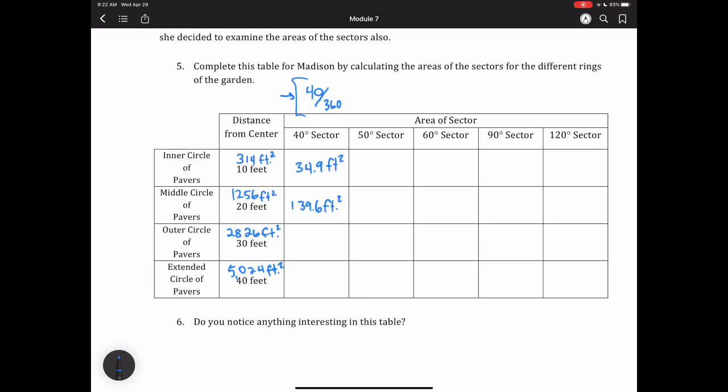2,826 times 40 divided by 360, that fraction of the circle we're working with, and that actually equals 314 feet squared. And 5,024 times 40 divided by 360 equals 558.2 feet squared. So now your task is to continue on finding the areas of individual sectors by taking the total area that we solved for in this column and multiplying it by the fraction of the circle that you're working with. Okay, so go ahead and complete that and fill that table out as well.